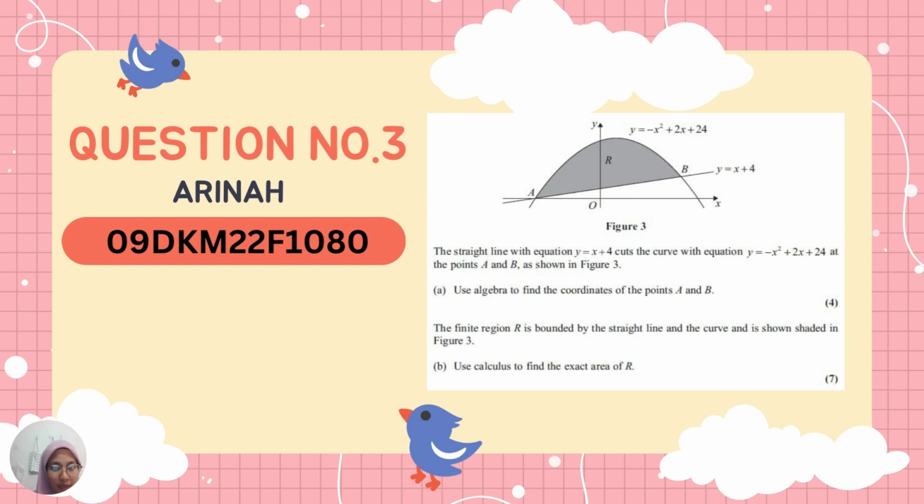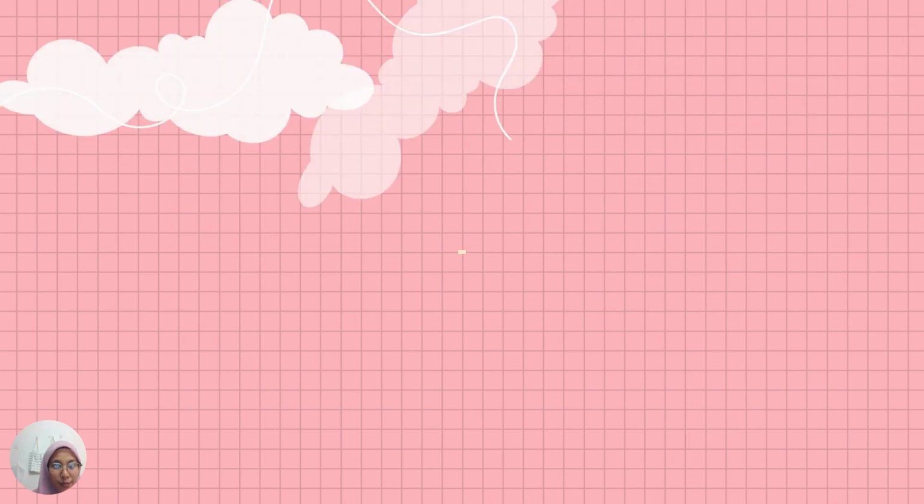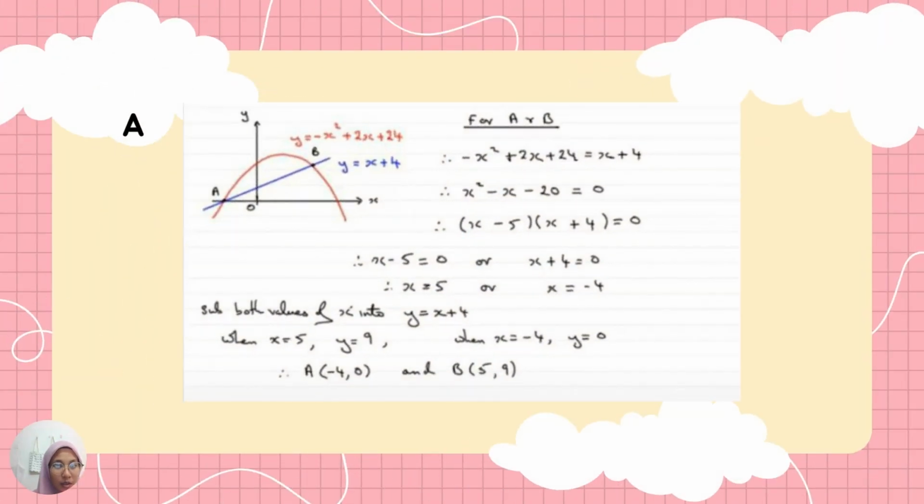So, we have to find the coordinates of points A and B first for question A, and then we have to find the shaded area of R for question B. In order to find the coordinates of points A and B, we have to do simultaneous equations because we have two equations, y equals negative x squared plus 2x plus 24 and y equals x plus 4. So when we solve these two equations simultaneously, it becomes negative x squared plus 2x plus 24 equals x plus 4.